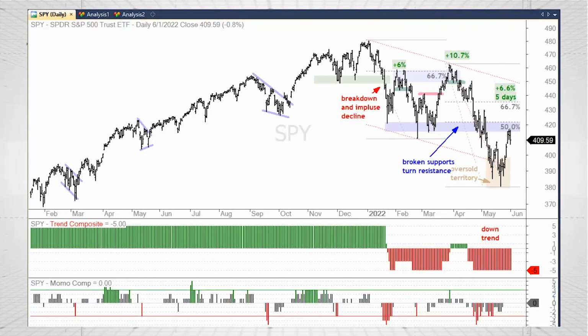Now here's a marked up chart where I've added some annotations to it. What I want to point out here is that you have this breakdown in January, then you have a 6% surge, then you have a lower low, and you have a 10.7% surge, and then you have a big decline, and we got a 6.6% surge in 5 days. So we can see that during this decline, we've had some pretty sharp surges in SPY, and this can be expected in a bear market or in a bigger downtrend. And there's that 50% retracement for reference. There's a 67% retracement for reference as well. So we're coming into a resistance zone for SPY right now.